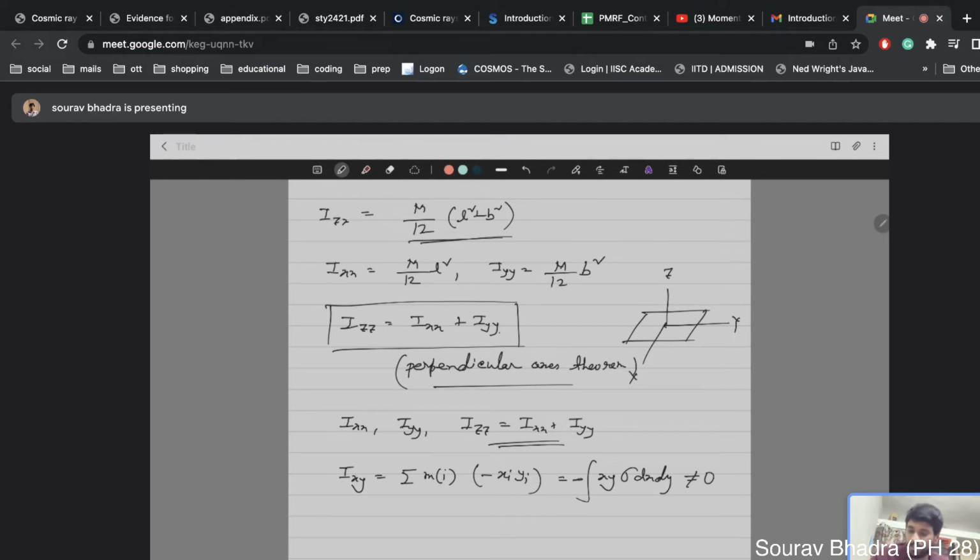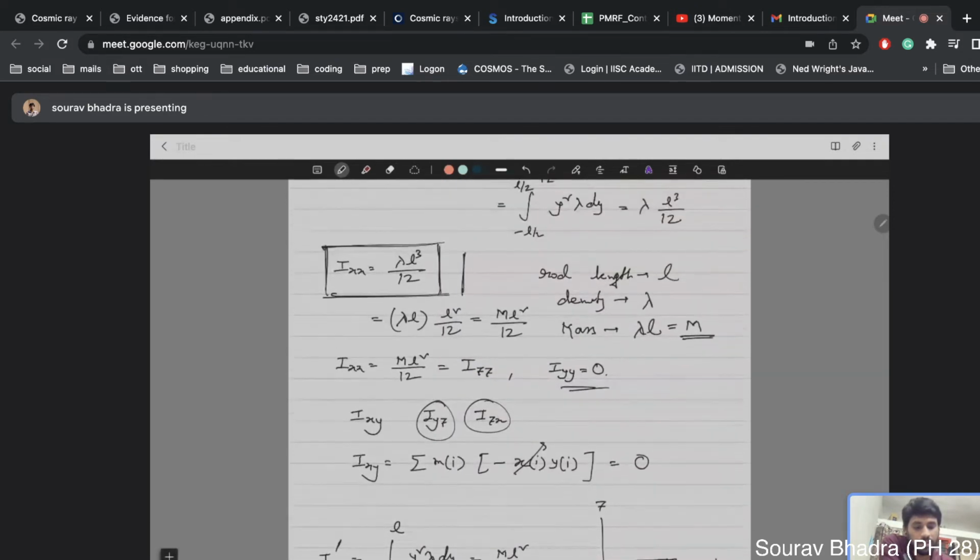So if you calculate this Ixy in a similar way, with limits minus b by 2 to b by 2 and minus L by 2 to L by 2, from the expression you cannot say whether it is 0 or non-zero. Okay, but after calculating, it may happen that you are getting 0 because of the symmetry of the body. That 0 is coming purely from the symmetry of the body, but generally from the expression you cannot say that it is 0, as we could say for the previous case.